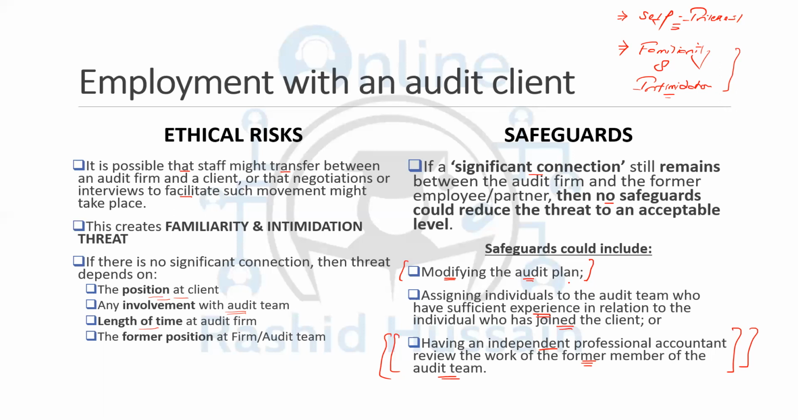Now, this is possible when you take a senior person to the audit client. Changing and modifying the audit plan is not a cup of tea for a junior member of the audit team. And then have an independent professional accountant review the work of the former member, because that person was being offered the job role, so there was a clear self-interest threat. So just ask an independent person to review the audit file of that person so that it is confirmed that independence was not compromised by having the job offer.